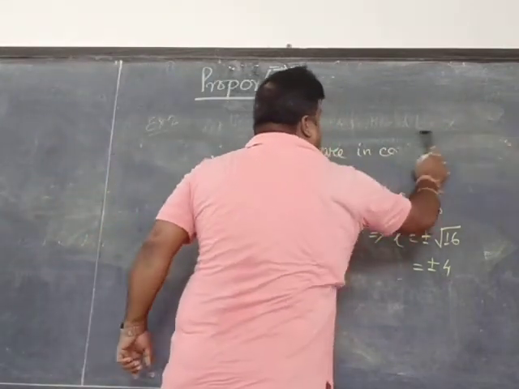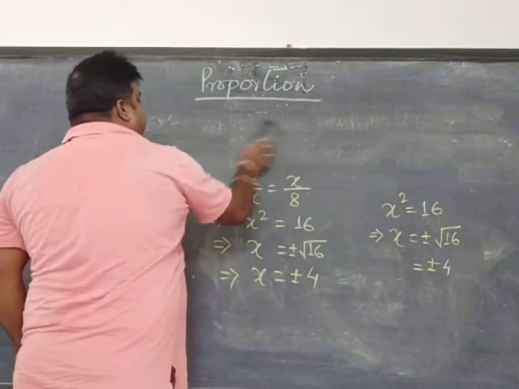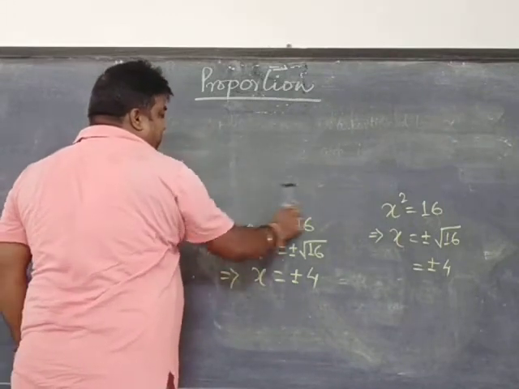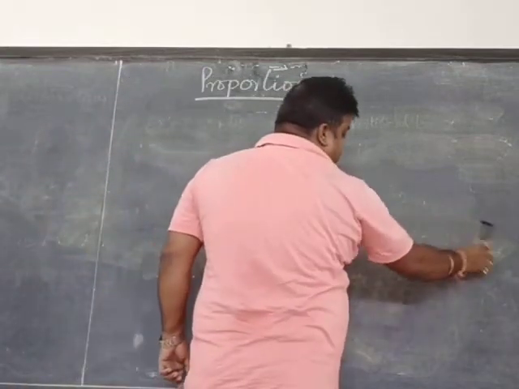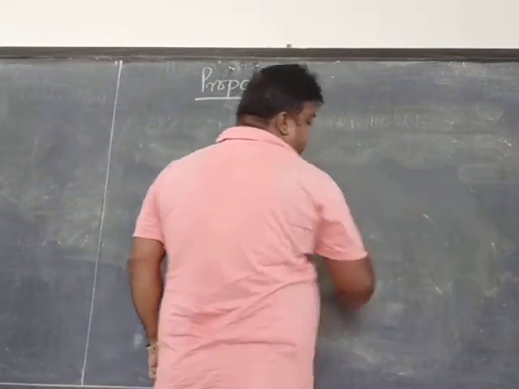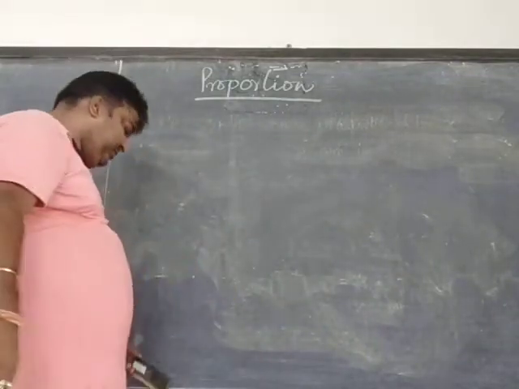The next one, what is that? Example 3, it is similar to that. They ask to find the third proportional. So third proportional, in a similar way we can proceed. Isn't it?